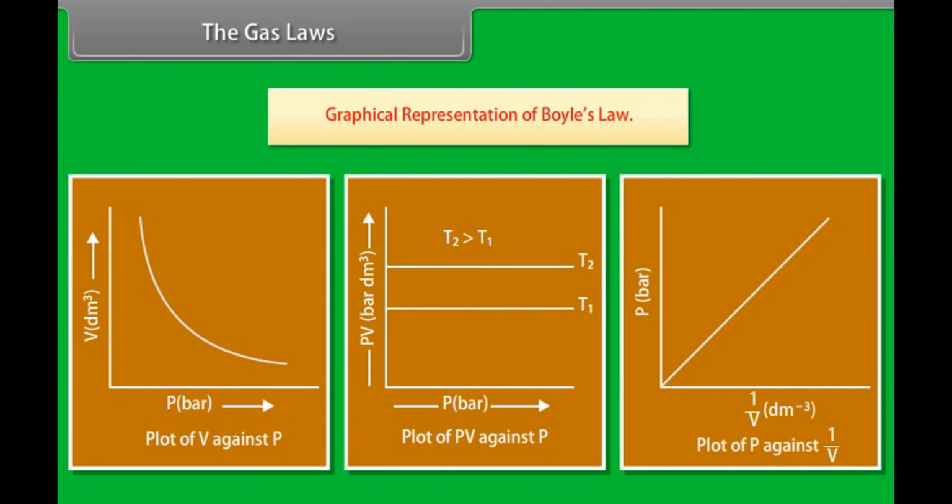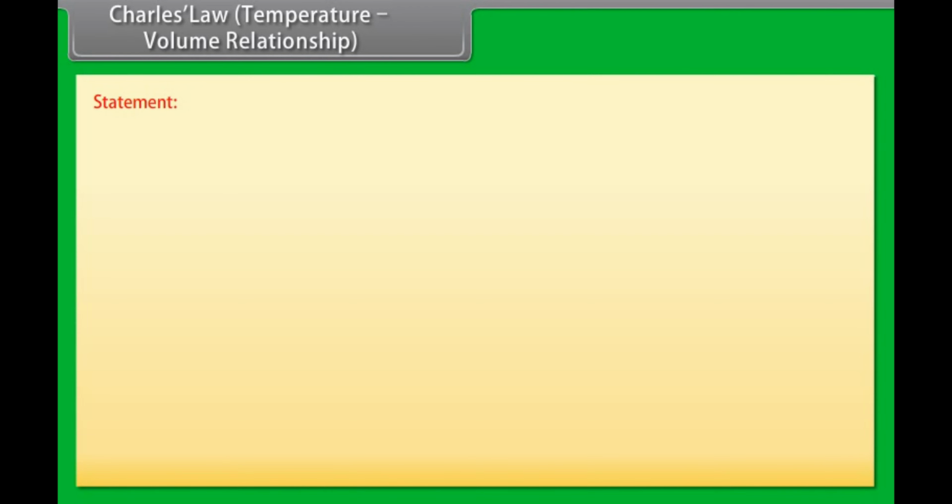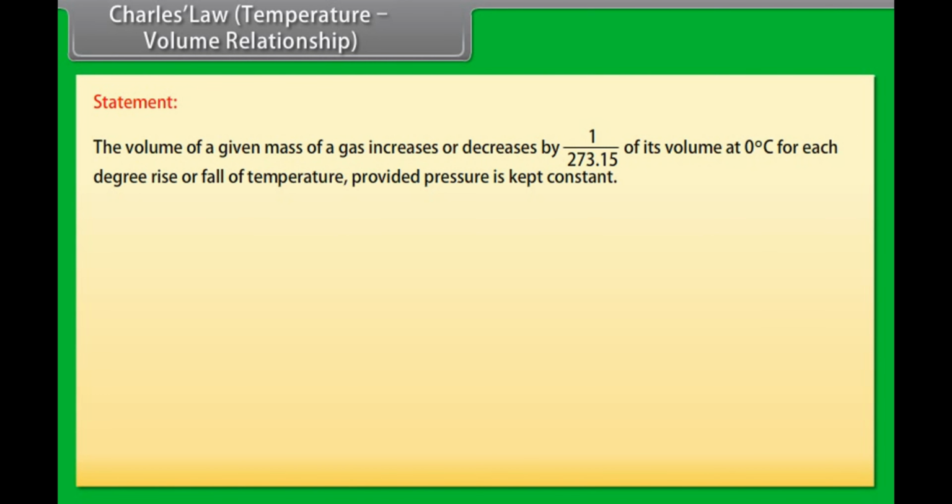It shows the variation of P against 1 by V. The straight line indicates that 1 by V regularly increases with the increase in P. Charles' law. Temperature-volume relationship. Statement. The volume of a given mass of a gas increases or decreases by 1 by 273.15 of its volume at 0 degrees Celsius for each degree rise or fall of temperature provided pressure is kept constant.